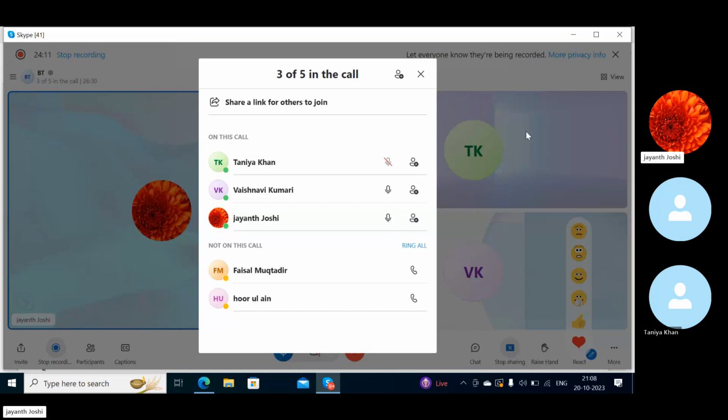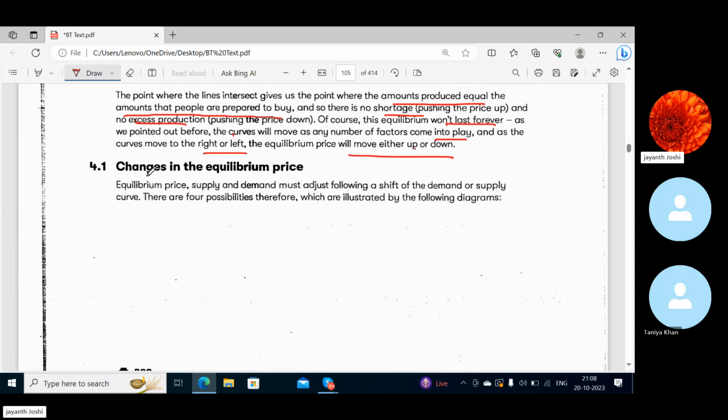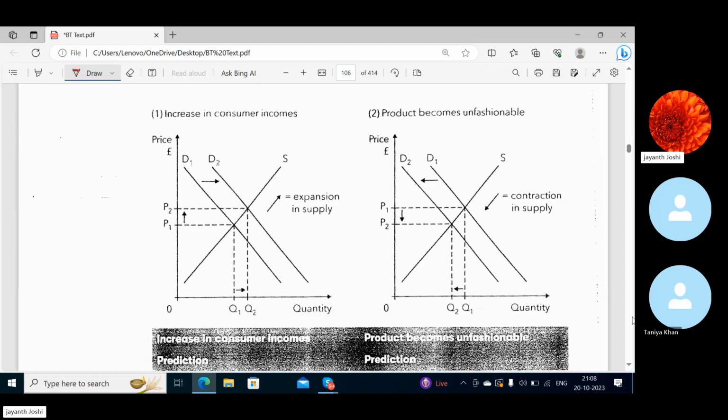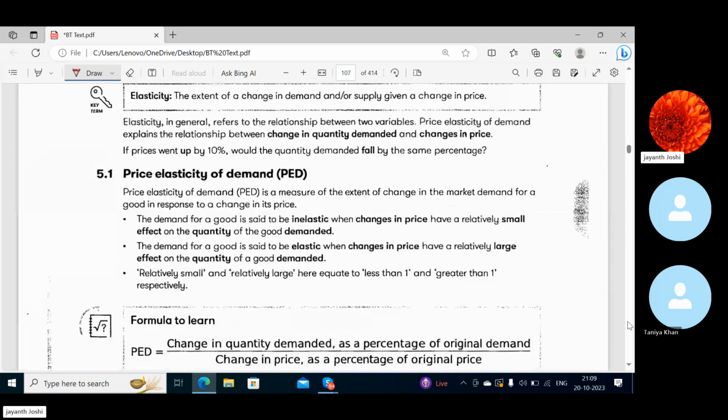Now, as the curves move to the right or left, the equilibrium price will move either up or down. That's going to happen because the curve is shifting. The equilibrium price is also not the same. Now, we are going to see the changes in equilibrium price, and what is going to happen in these curves. This will give you a good idea regarding this concept.